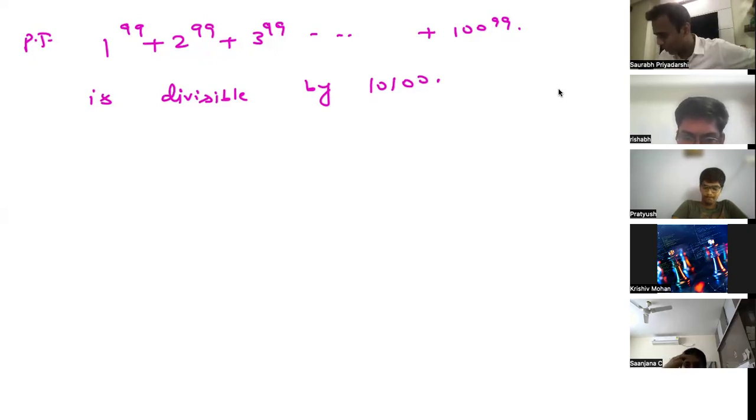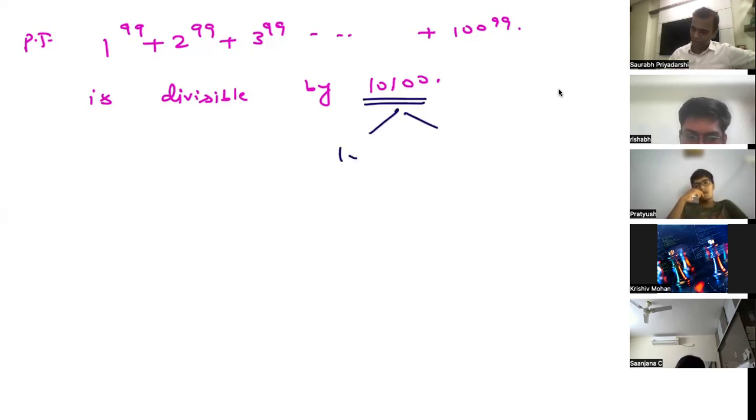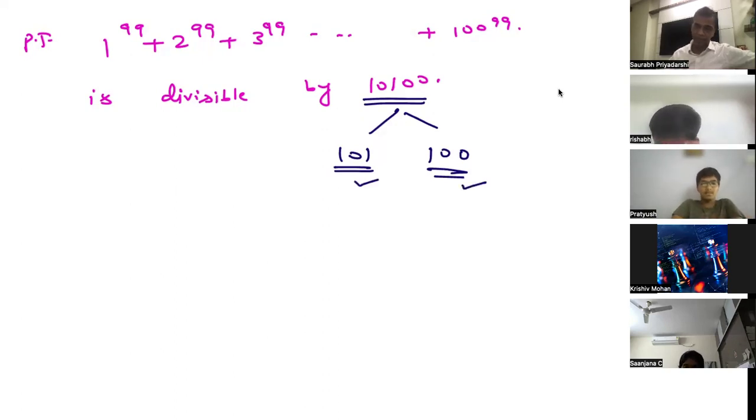This is one of the simplest questions. When I have to start my lecture and teach the divisibility and all, that's the first question, always the same one. So if you see this 10100, the co-primes of this are 101 and 100. Both are co-prime. It means I have to prove that this is divisible by 101 as well as by 100. If I'm able to do both, 100% this will be divisible. So first I'm trying for 101.